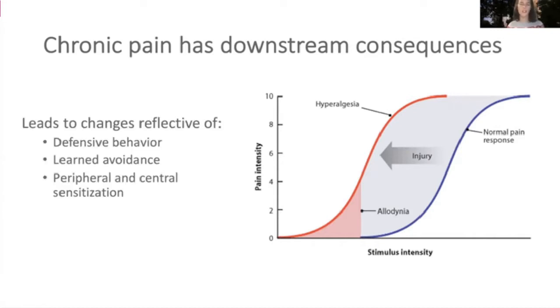And this can lead to changes that are reflective of defensive behavior, right? Don't do that. Don't touch me. That's going to hurt. I know that's going to hurt, which is a component of learned avoidance. So making sure to avoid those situations or those activities where an animal anticipates something will be painful. And this is also indicative of peripheral and central sensitization. So even distal to the joint that actually has disease, an animal will be more sensitive overall.